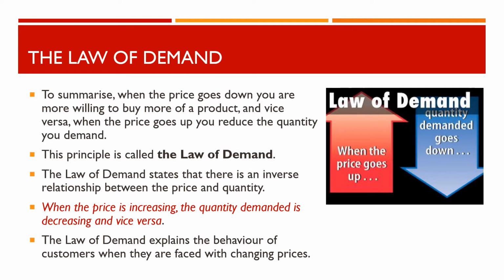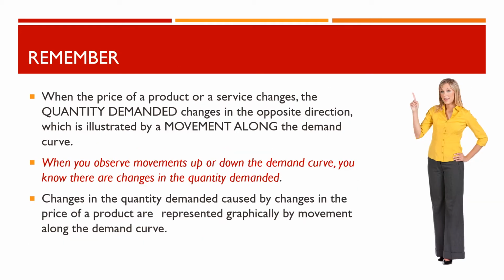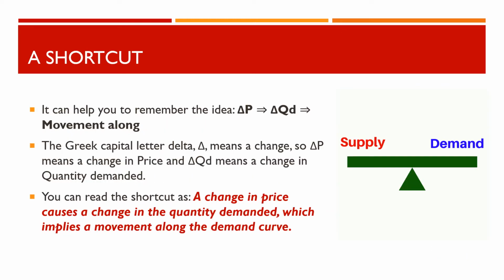The law of demand explains the behavior of customers when they are faced with changing prices. When the price of a product or a service changes, the quantity demanded changes in the opposite direction, which is illustrated by a movement along the demand curve. When you observe movements up or down the demand curve, you know there are changes in the quantity demanded. Changes in the quantity demanded, caused by changes in the price of a product, are represented graphically by movement along the demand curve.